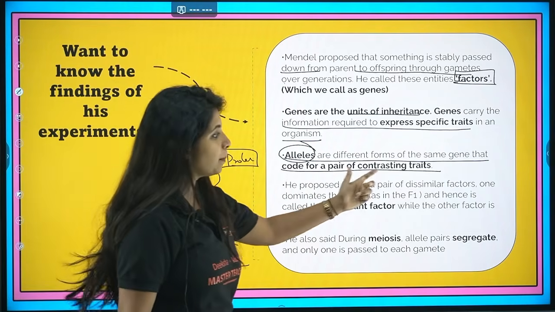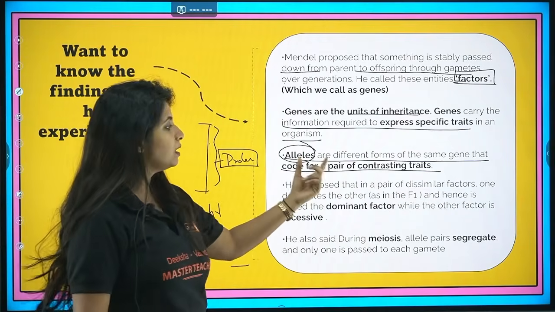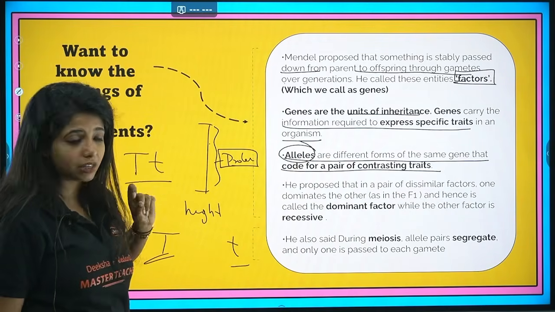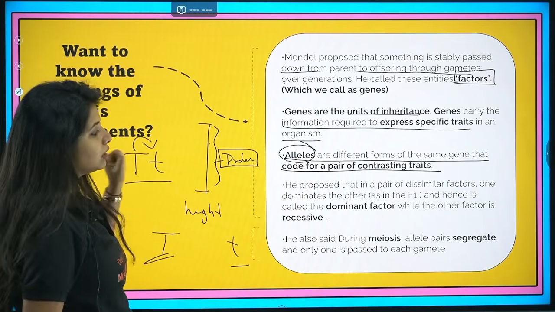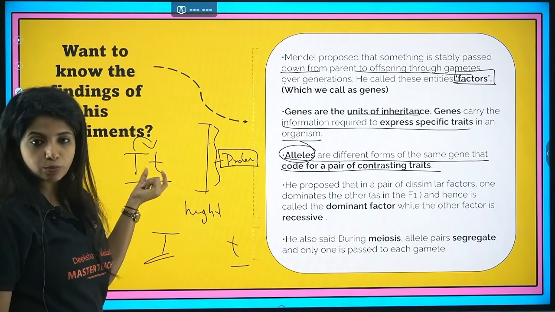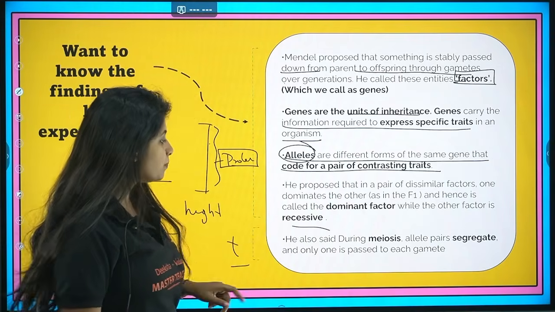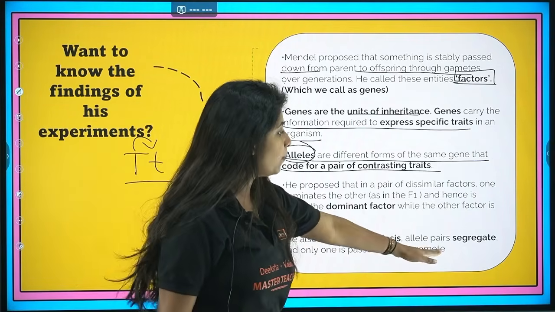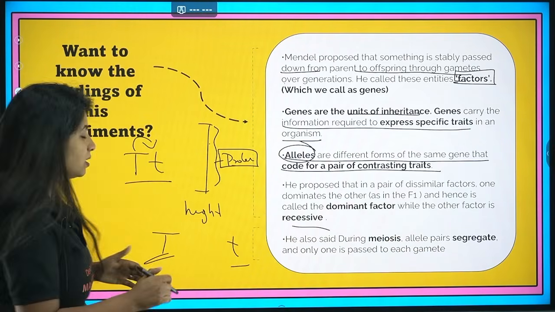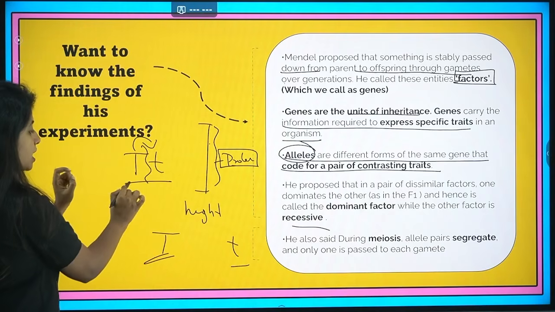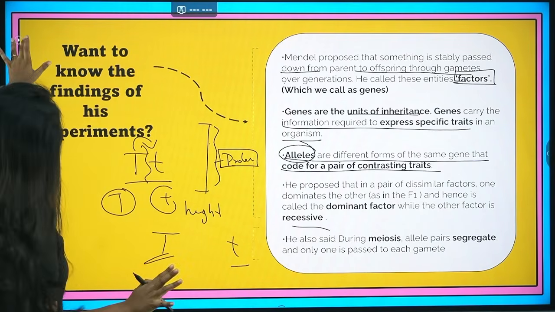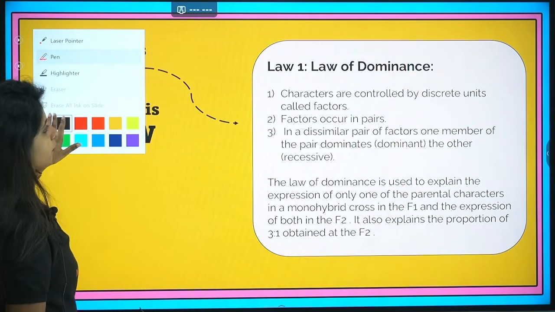He proposed that in a pair of dissimilar factors, one dominates the other. So in a pair of dissimilar factors, what do you call this condition as? Heterozygous condition. One is going to dominate over the other. The one that dominates is known as dominant factor, and the one that is not able to express itself is known as what? Recessive factor. He also said during meiosis, allele pairs segregate and only one is passed to each gamete. So as I said, when meiosis is going to happen, the allele pairs are going to separate and only one is going to be passed into one gamete. Done? Done. So he gave law of dominance.